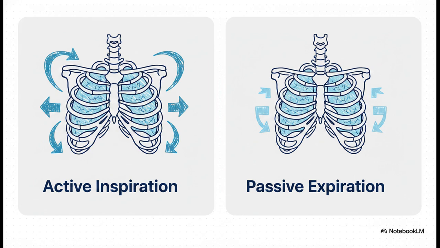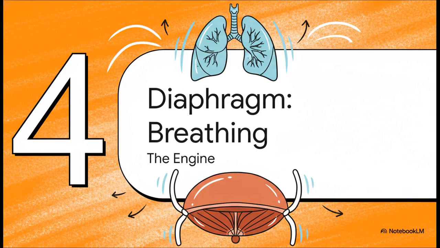But what about breathing out? It's kind of crazy to think about, but everyday quiet expiration is a completely passive process. You just relax, and the passive elastic recoil of your lungs and rib cage does all the heavy lifting to push the air out. Physics literally breathes out for you. You only recruit expiratory muscles, like your abdominals or lateral internal intercostals, for active, forced breathing, like when you're hitting the gym or coughing.